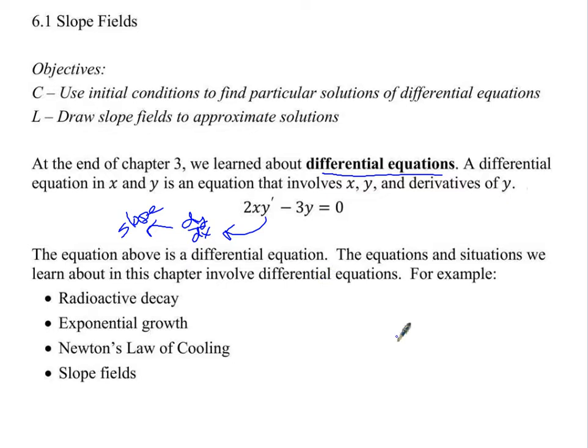The equations and situations we learn about in this chapter involve differential equations, and some perfect examples of differential equations are radioactive decay. Remember the half-life problems from the last chapter? We're actually going to be able to build half-life equations using differential equations here. So a lot more powerful. Master Sword version of half-life. Exponential growth, bacteria in a pond, fish in a lake, things like that. Newton's law of cooling. I've talked about it a couple of times here and there.